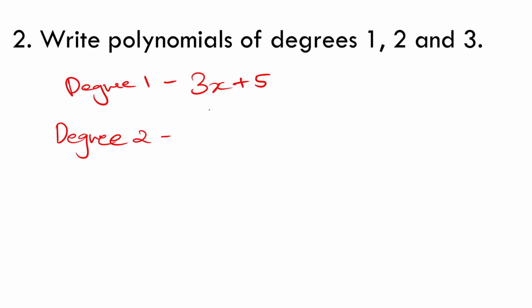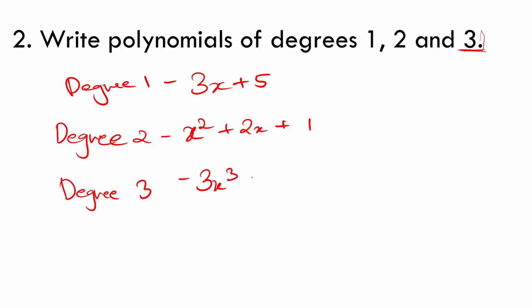Now we can also write here any polynomial, only the variable should have the highest power. So the polynomial will be any polynomial such as x square plus 2x plus 1. We can write this. Then we can also write a degree 3 polynomial, and it can be any polynomial with highest power 3. So you can write here 3x cube minus 4x square plus 5x minus 6.